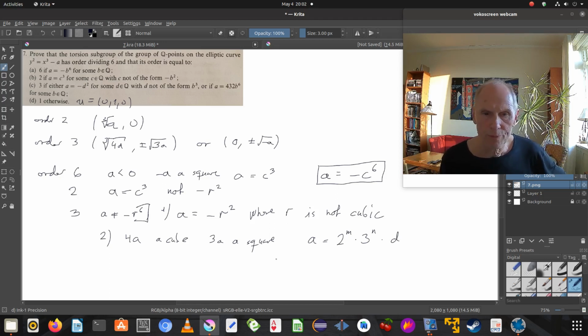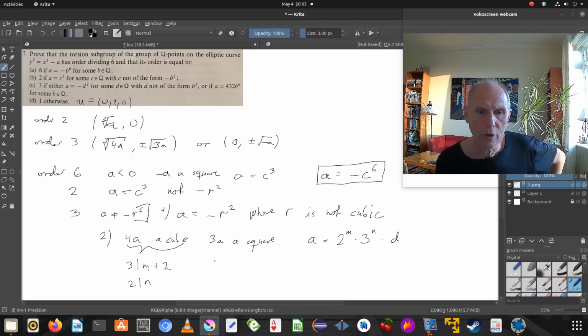Now, 4a is a cube, so that gives, when we multiply that by 4, we get m plus 2. And n even. And of course d must be a sixth power. Now, when combining the two. And was this right?